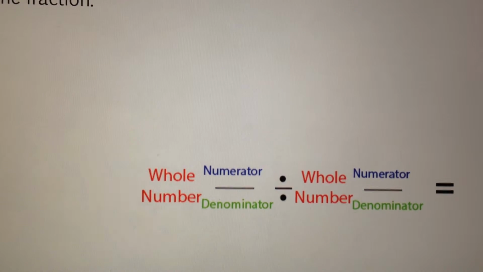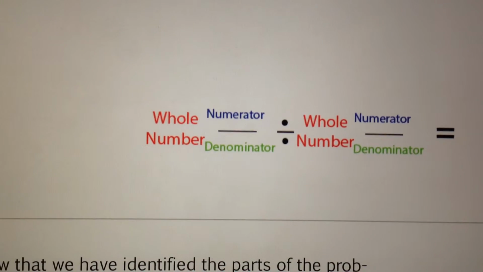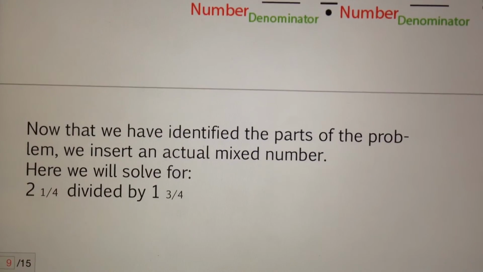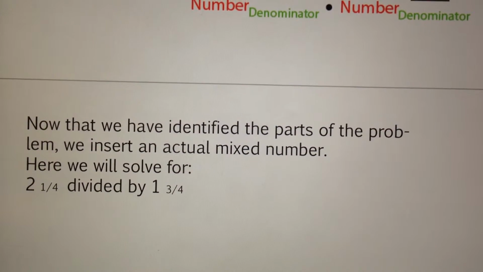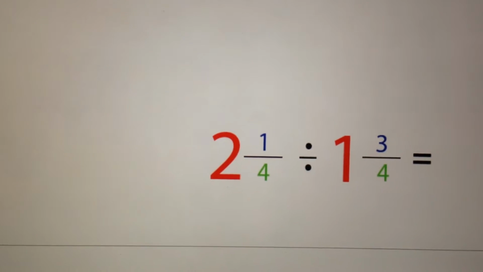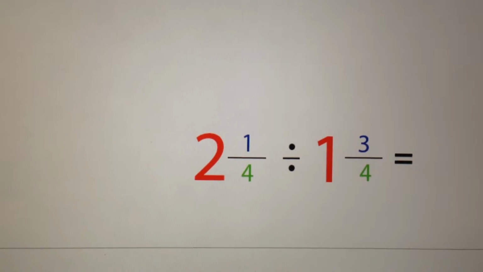We've got our division sign. On the right side then we also have another whole number, numerator, denominator. So we've identified the parts of the problem. We're going to use a different equation here, so we're going to do 2 1/4 divided by 1 3/4. So here's our problem, 2 1/4 divided by 1 3/4.